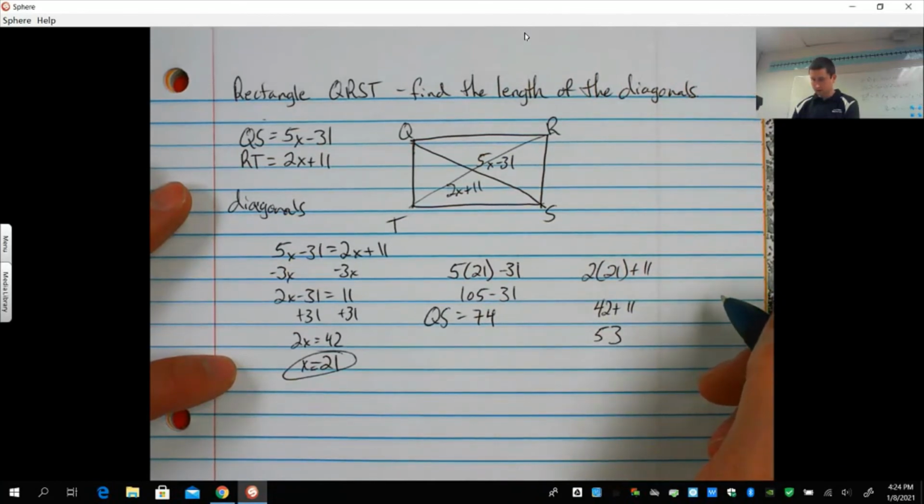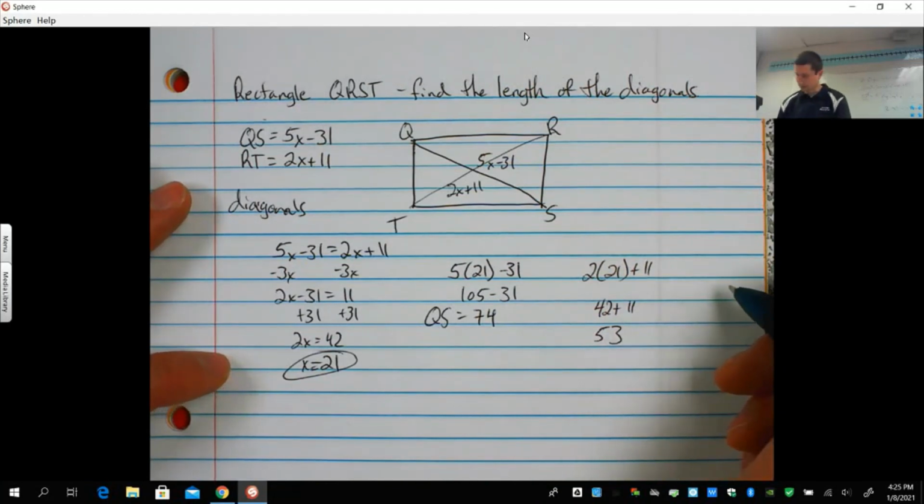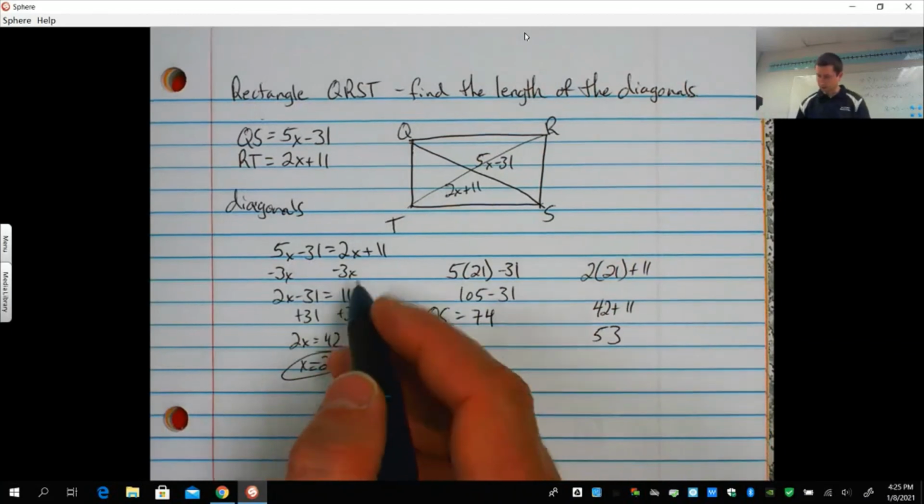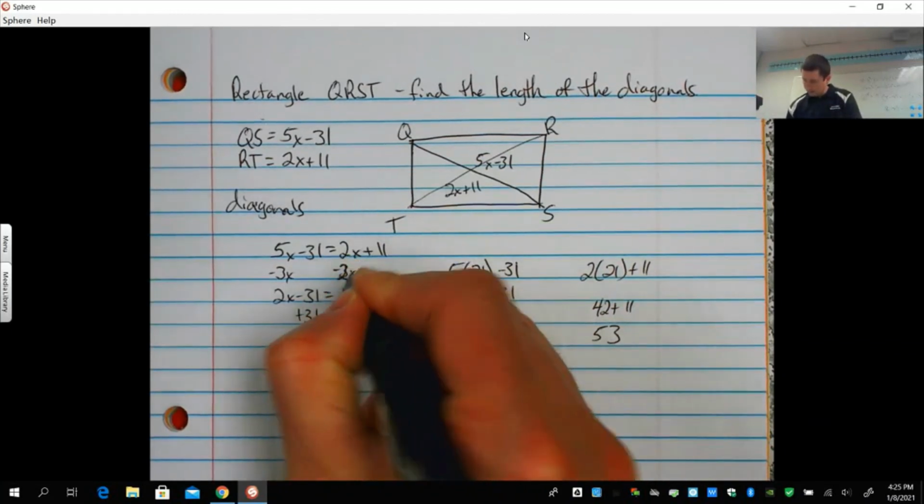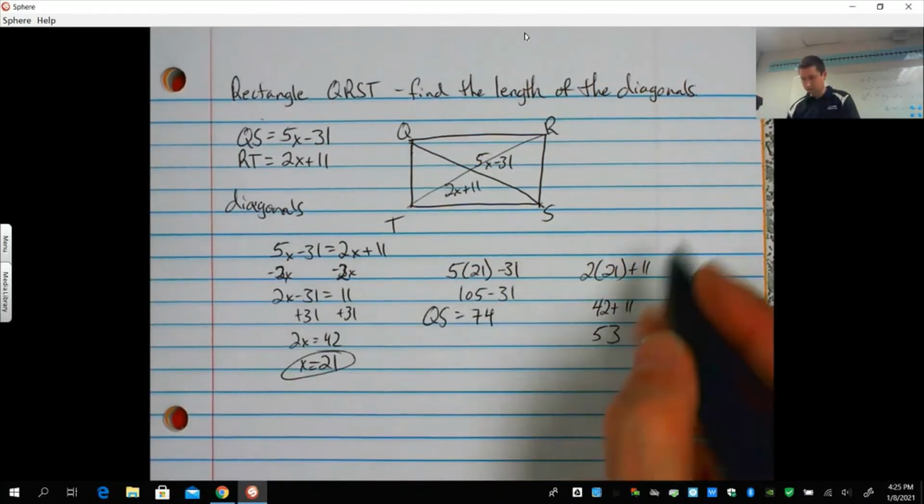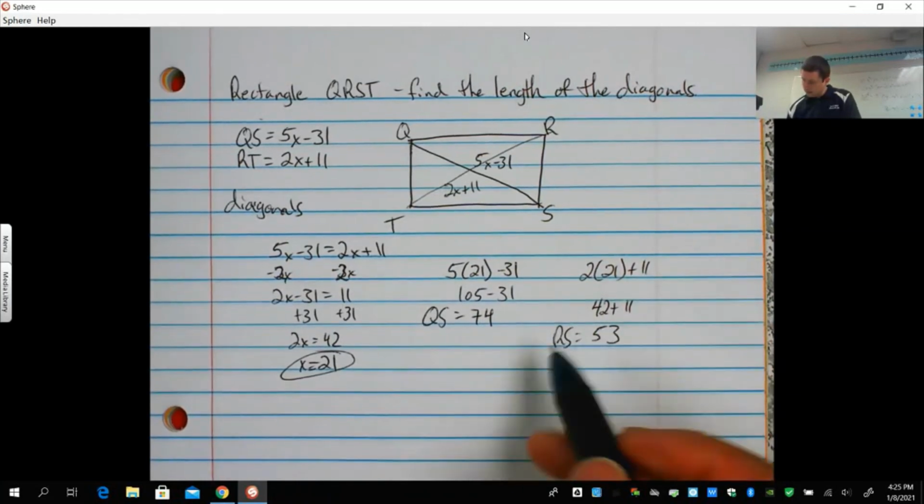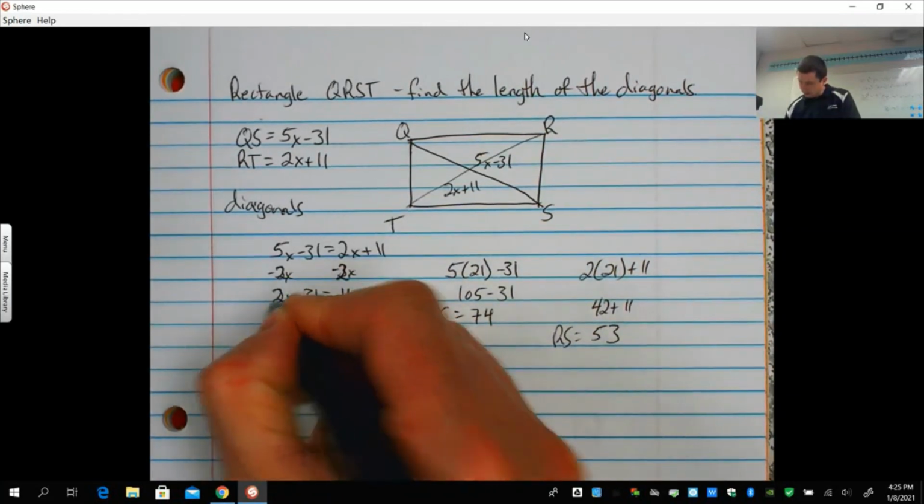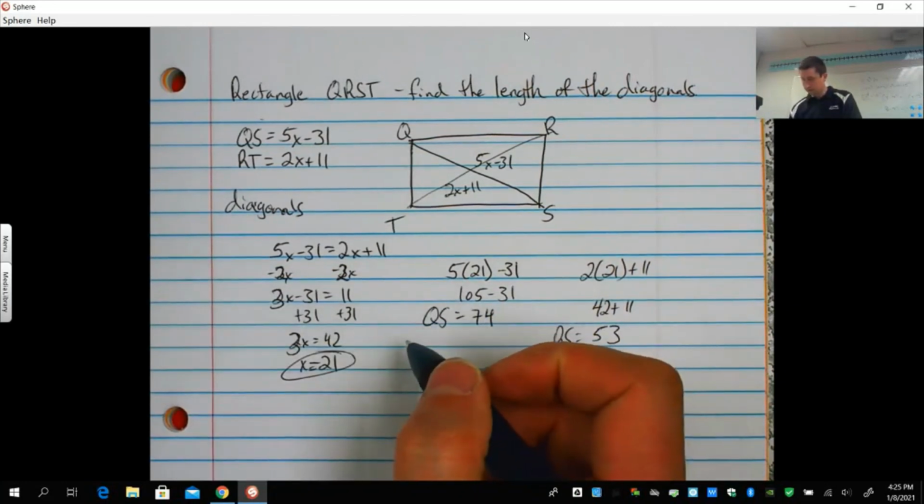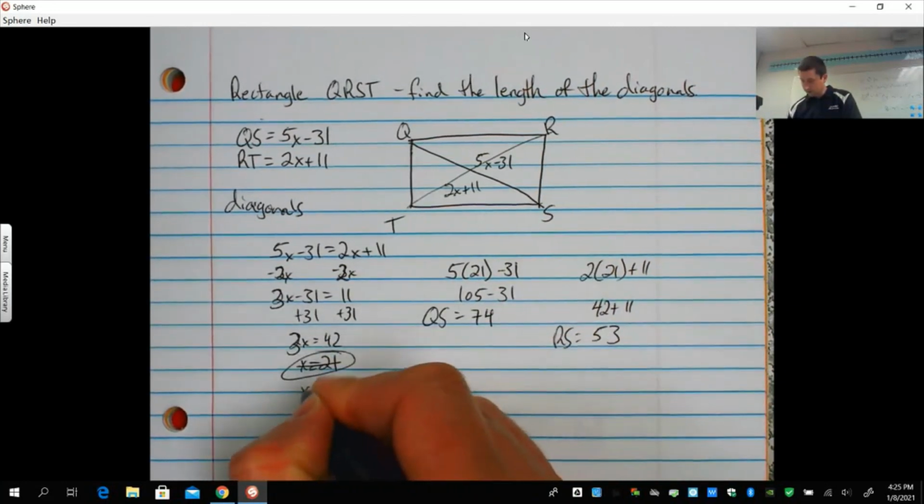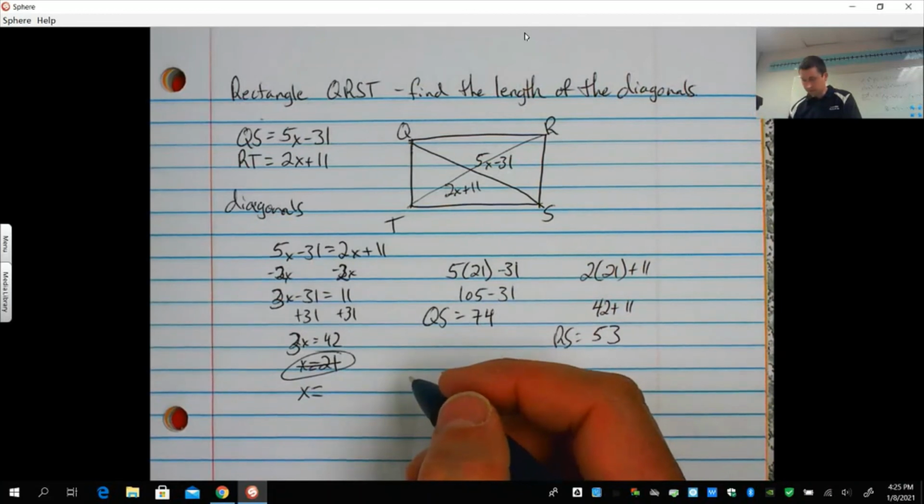Something's not right. Why did I subtract 3x? Some of you are probably yelling at me right now for that. That was the answer. It's supposed to be 3x. I need to subtract 2x. That's why I checked my work. Those should be the same. This should be 3x. 3x equals 42. So x is not going to be 21. x is going to be 42 divided by 3, which is 14.